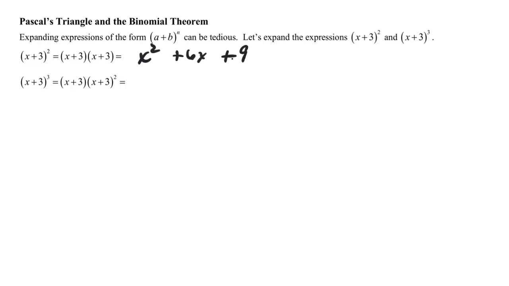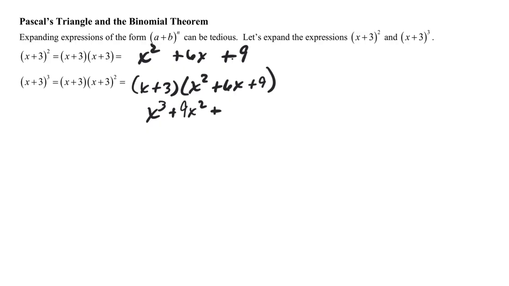Well, for the next one, I would have to take that and multiply again to get the next one out. And I get x to the third plus 9x squared plus 27x plus 27, okay? You could do that, but if I go up to the binomial to the fourth or binomial to the fifth, now it's getting a little out of hand. So there's got to be a better way to do that.